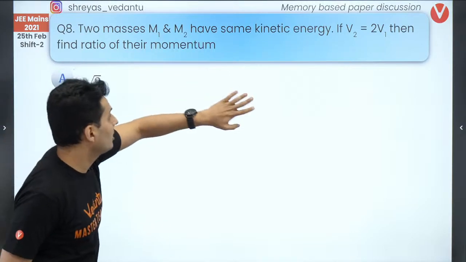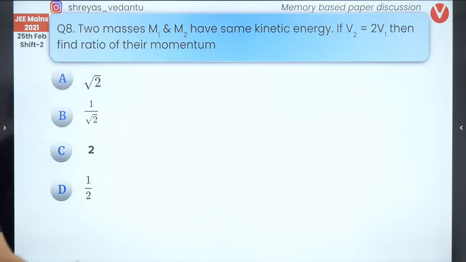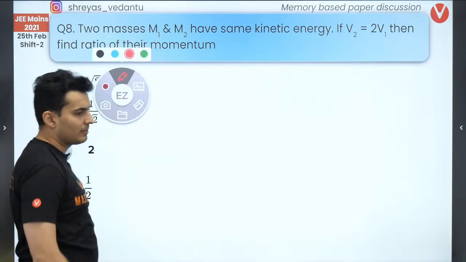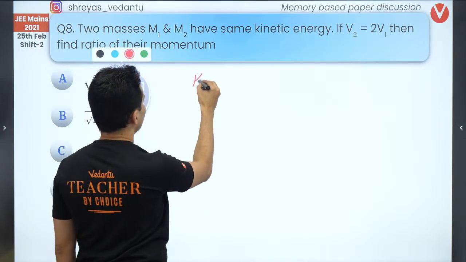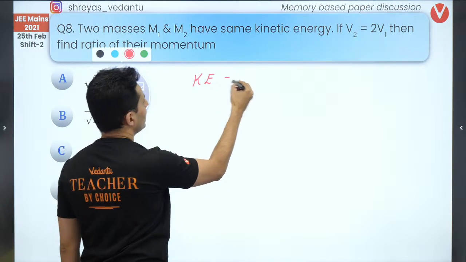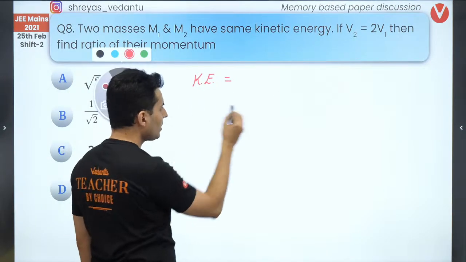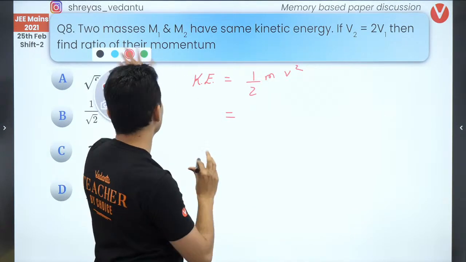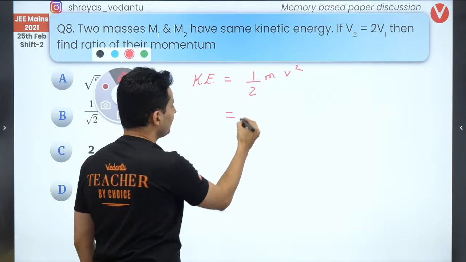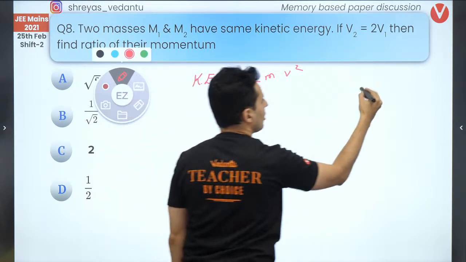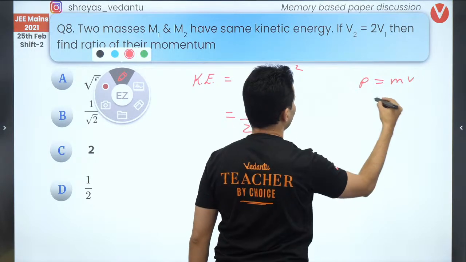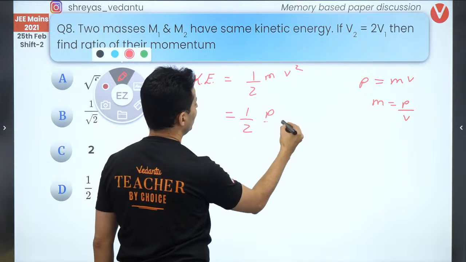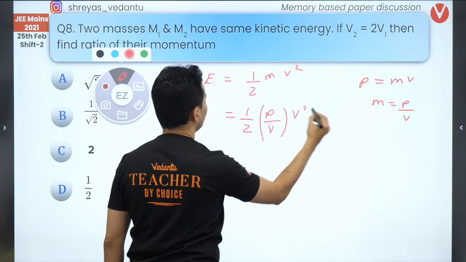Two masses have the same energy. V2 is 2V1, then find the ratio of the momentum. Let's do this. So, the ratio of the momentum has been asked. Kinetic energy is equal to half mv square. I don't want mass because the masses are different. Let's get rid of this. Because momentum is mass into velocity, mass is momentum divided by velocity. So why not put P by V over here, and this will become V square.